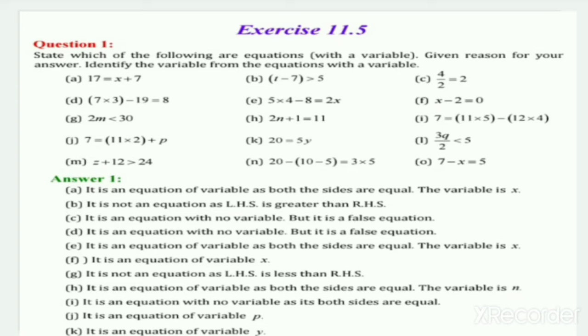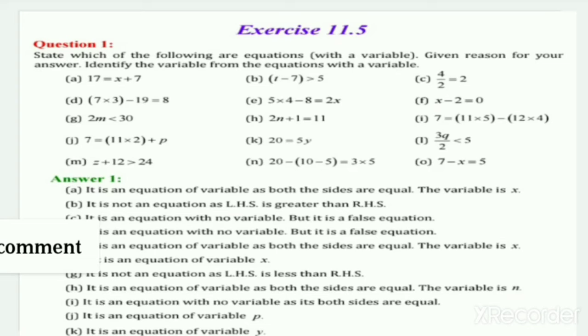Now we have the c part, that is 4 by 2 is equal to 2, because if you divide 4 by 2 it will be 2, so 2 is equal to 2. It is an equation with no variable. It is an equation but it has no variable, so it is a true equation, because the c part doesn't contain any variable.